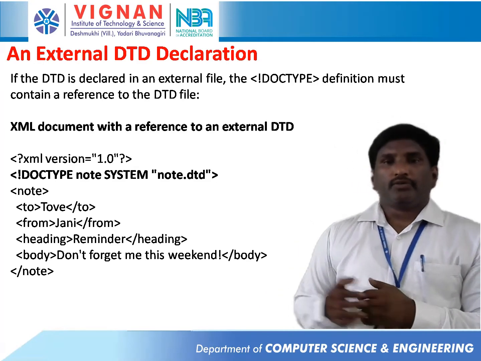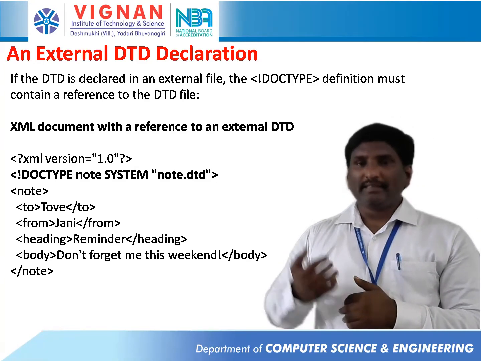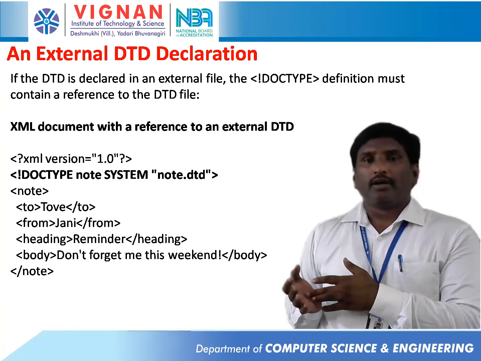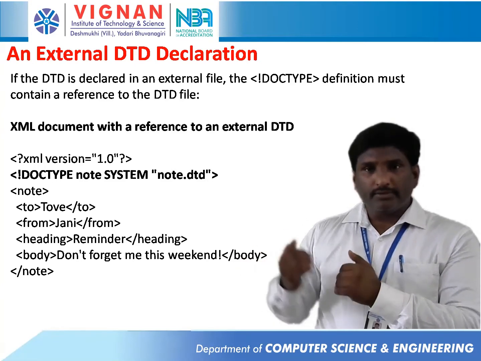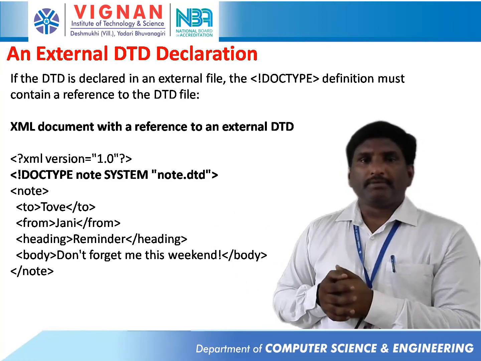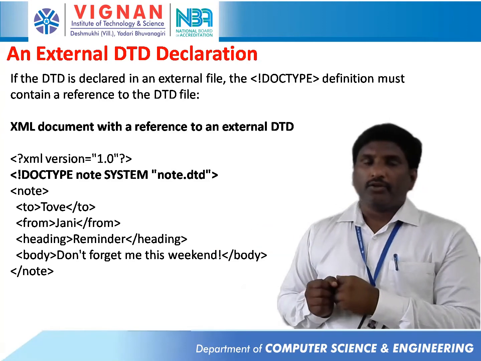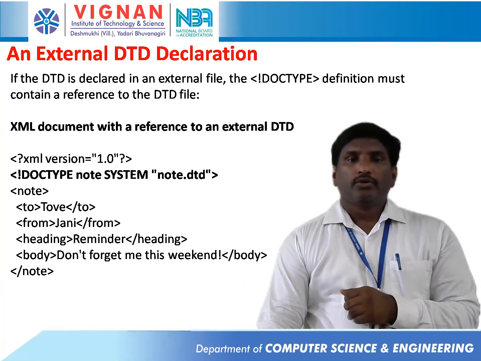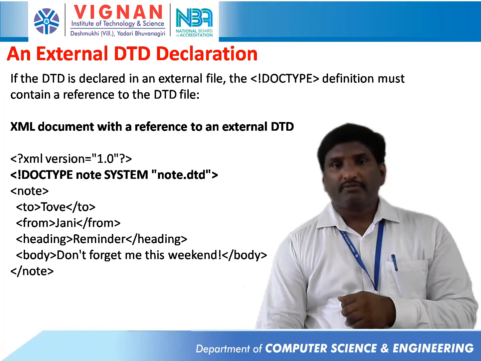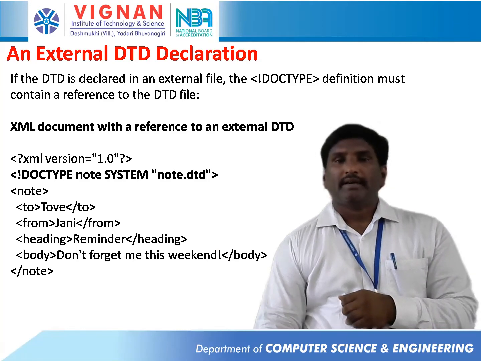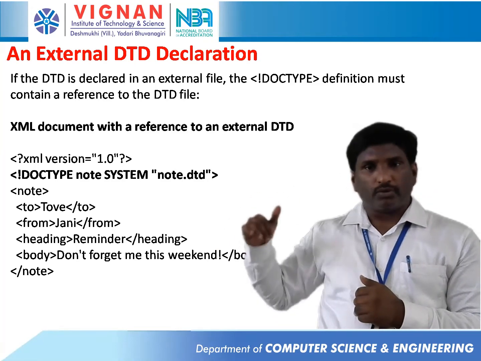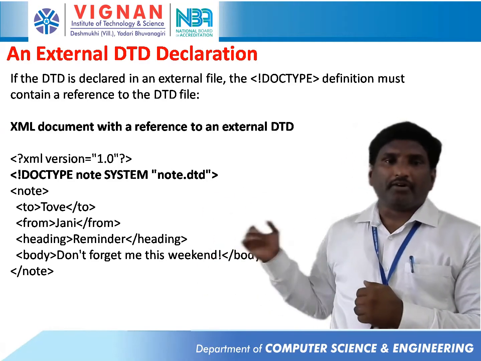So in the previous examples we declared DTDs internally. In this example, how can we declare the DTD externally, and when declared, how can we use that DTD in the XML document? So the document must contain a reference to the DTD file. So here in the example, DOCTYPE node SYSTEM. This is predefined, you should write it, and after that we write the DTD file, node.dtd. So the DTD file name is node.dtd, and that will be imported in order to validate this XML document.